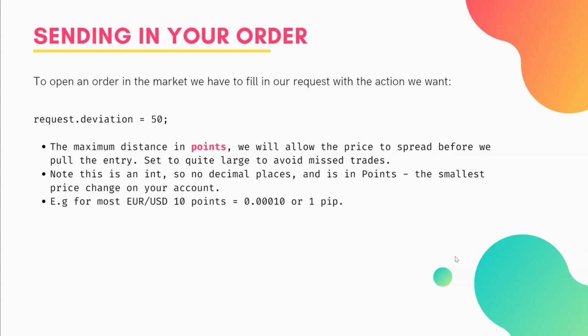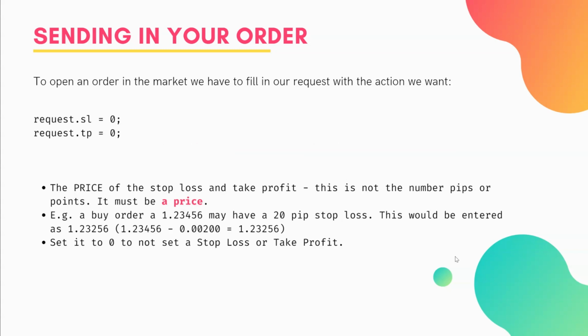So for most servers in your USD, 10 points will be 1 pip, and it will show up as 0.0010. So it's important to be aware of the difference between points and pips, and that's something we'll cover in later episodes when we look at money management and risk management.